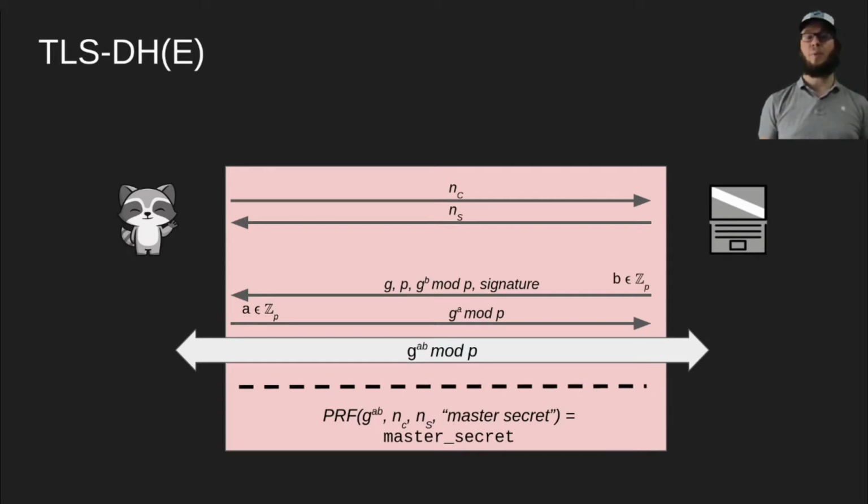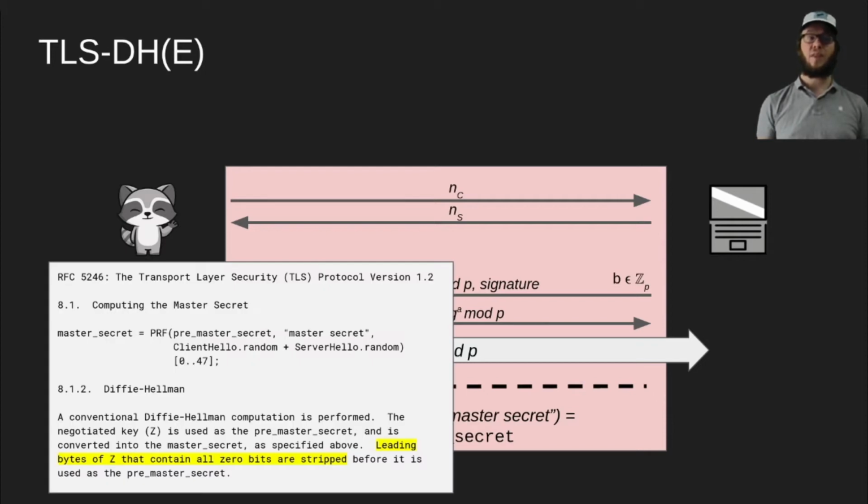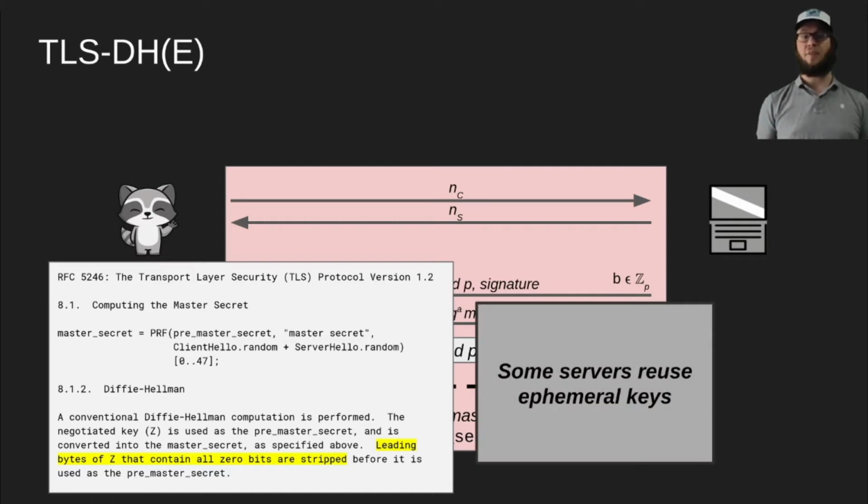For our Raccoon attack, we will take advantage of two things. Firstly, and what is missing in this kind of depiction, is the fact that when the shared secret is converted from a number representation to a byte sequence, leading bytes that contain only zeros are stripped from the shared secret before they enter the pseudorandom function. The second thing the Raccoon attack takes advantage of is that some servers reuse their Diffie-Hellman public key, meaning that the step where the server chooses its private key is skipped and the key remains static for multiple connections. This can either be the case because of performance optimizations or due to a static Diffie-Hellman cipher suite.